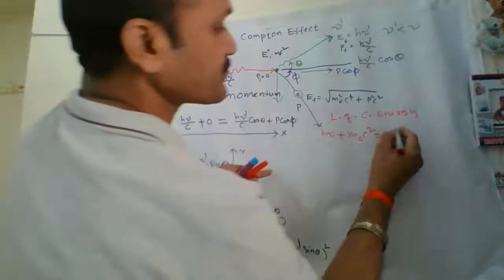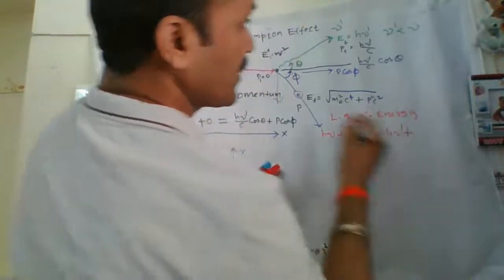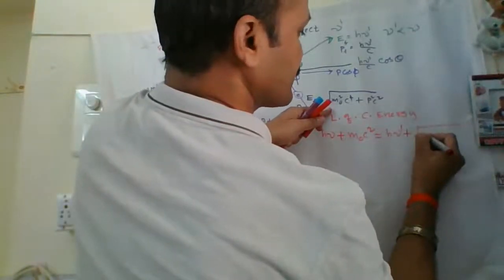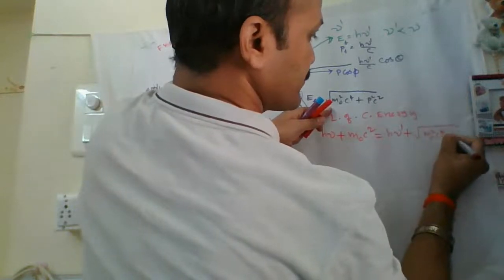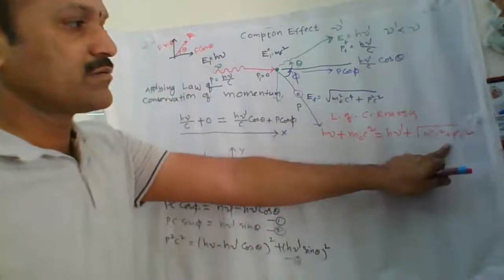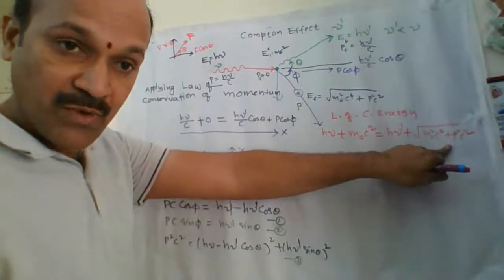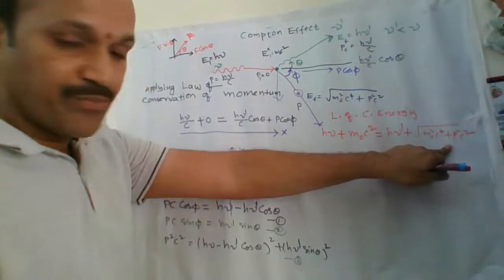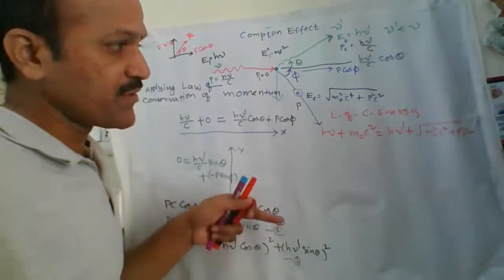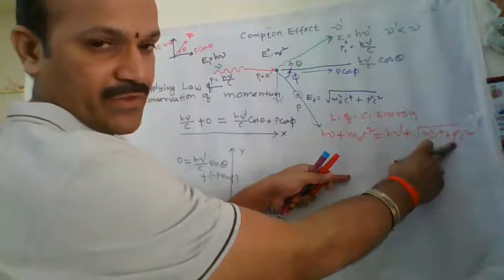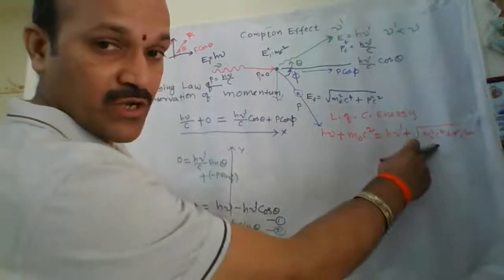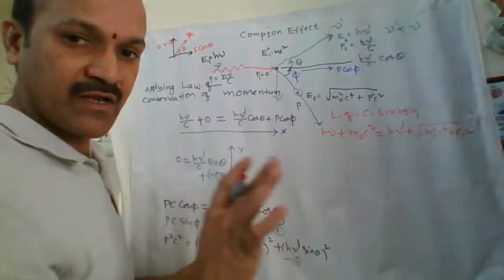How much? h nu dash for the photon, and root of m naught square c power 4 plus p square c square for the electron. This is a direct one because there are no components, because it is a scalar. Remember we have taken the equation for p square c square. From this also you have to get p square so that you can equate it. Finally, we get the answer.